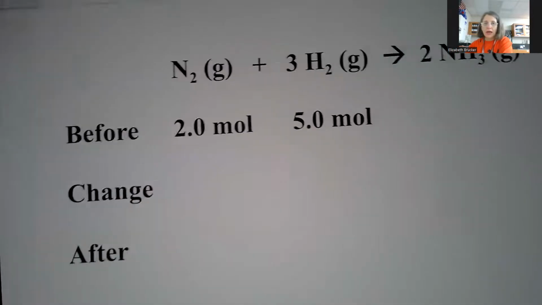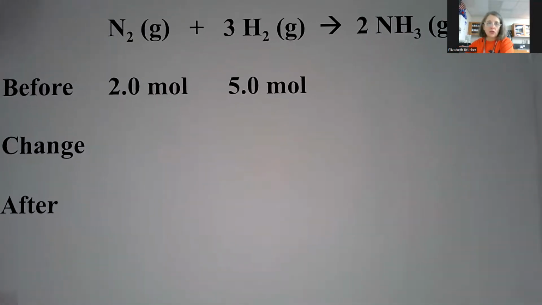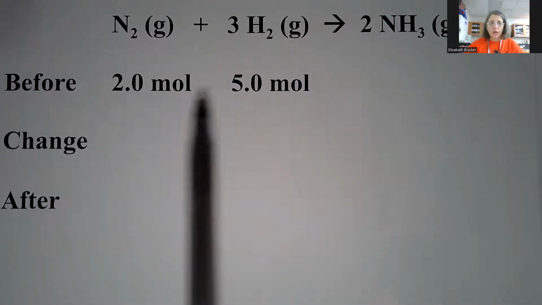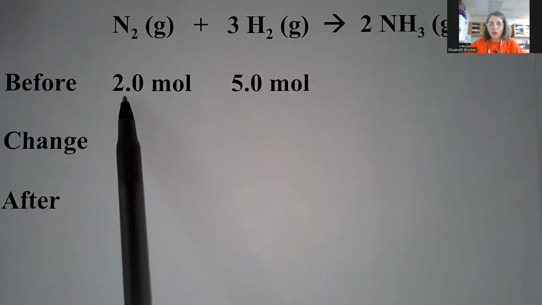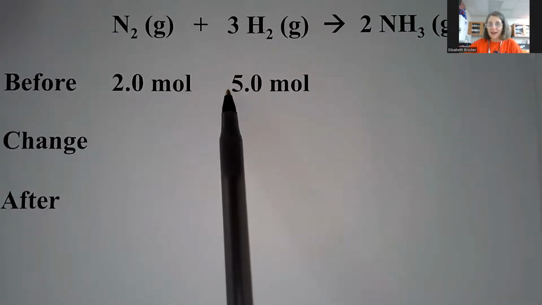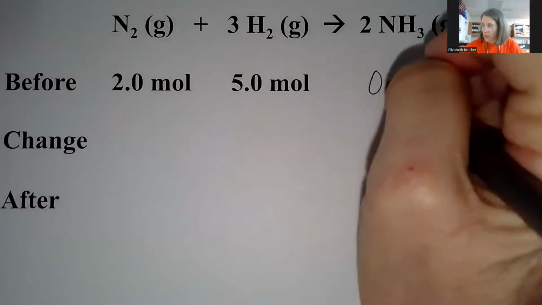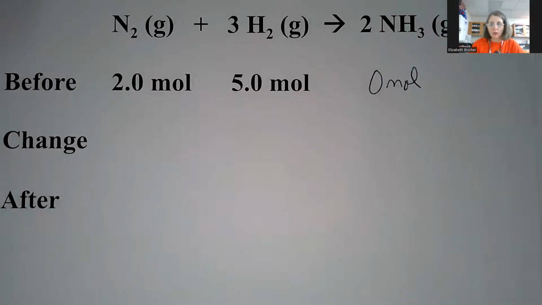All right, so I would like you to try, so copy down this relationship. I have nitrogen plus hydrogen goes to 2 ammonias. I am going to my pantry and I have 2 moles of nitrogen and I have 5 moles of hydrogen. So that's going to be in our before. And we are always going to assume that we are starting with no product. So I want you to pause this video and see if you could fill in this table. And then in a moment, I will go through how to solve this problem. Okay, so please pause the video.